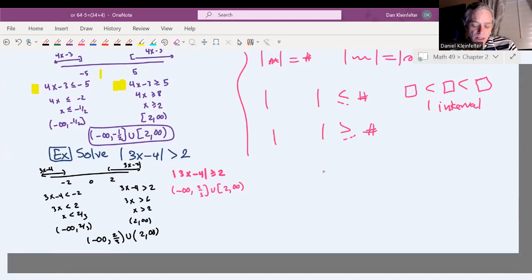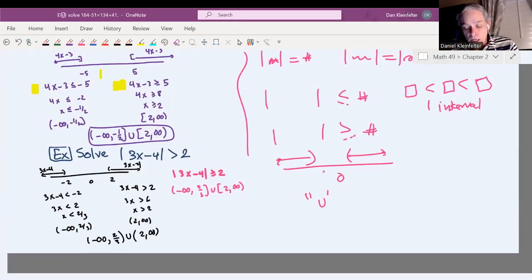In the last type, we saw that the distance from 0 has to be at least a certain amount, and we have to stay away from 0 by a distance. And this gives us 2 separate intervals hooked together with a union sign. So you're always going to end up with a union sign on those.